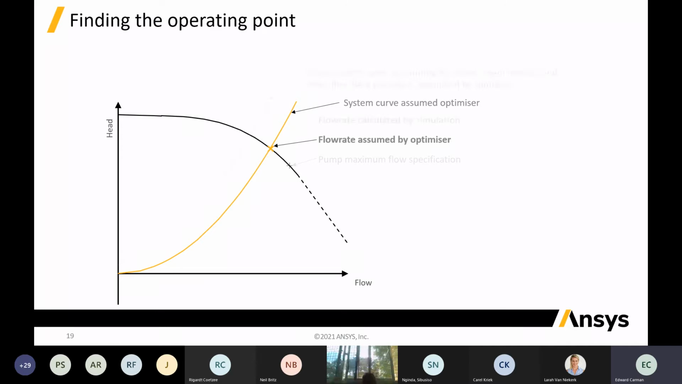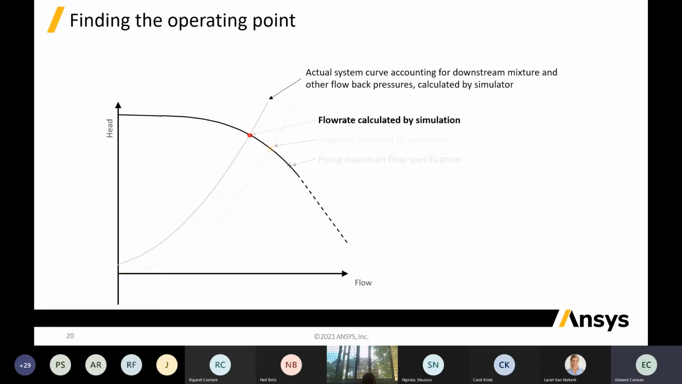However, what's happening in real operation, because of this complex mixing of different lines, different branches, more complex blends, and also the degradation on some lines, is that the actual system curve, the actual performance curve, is different to what's assumed by the optimizer. And so we're getting a true calculated flow rate. So the actual flow rate of what we're trying to calculate with the simulation.